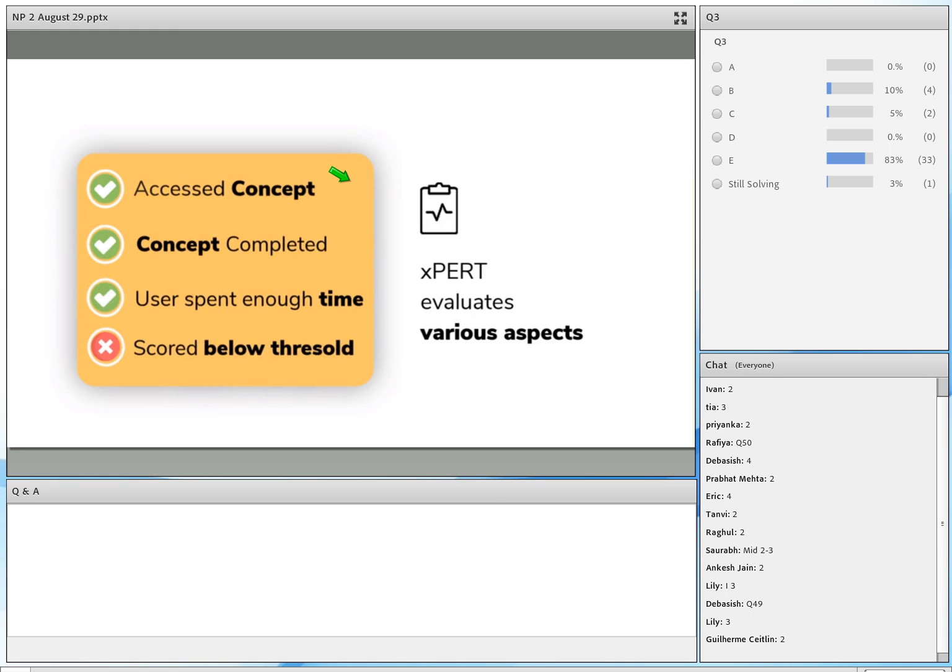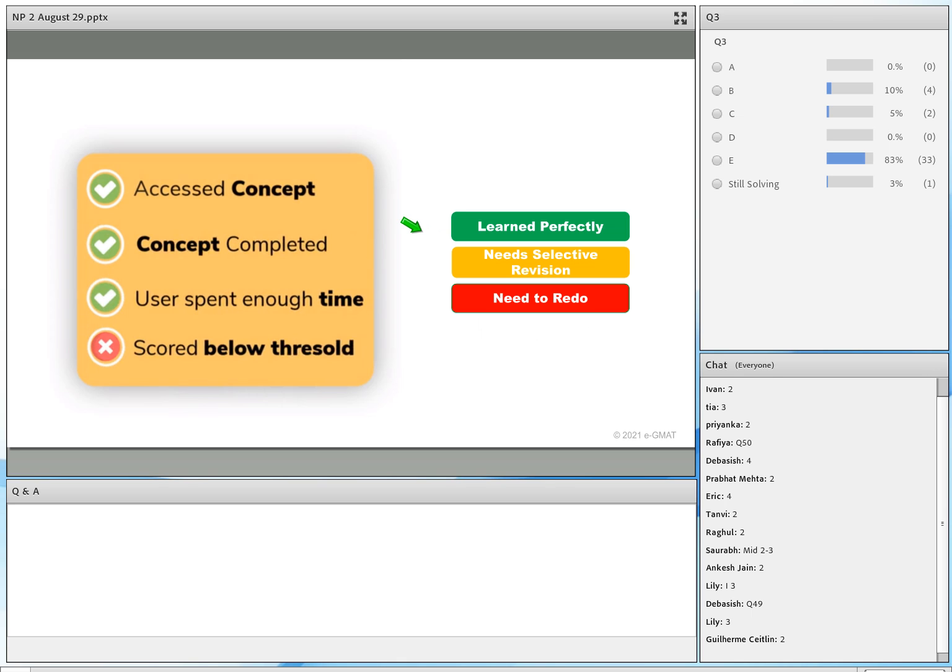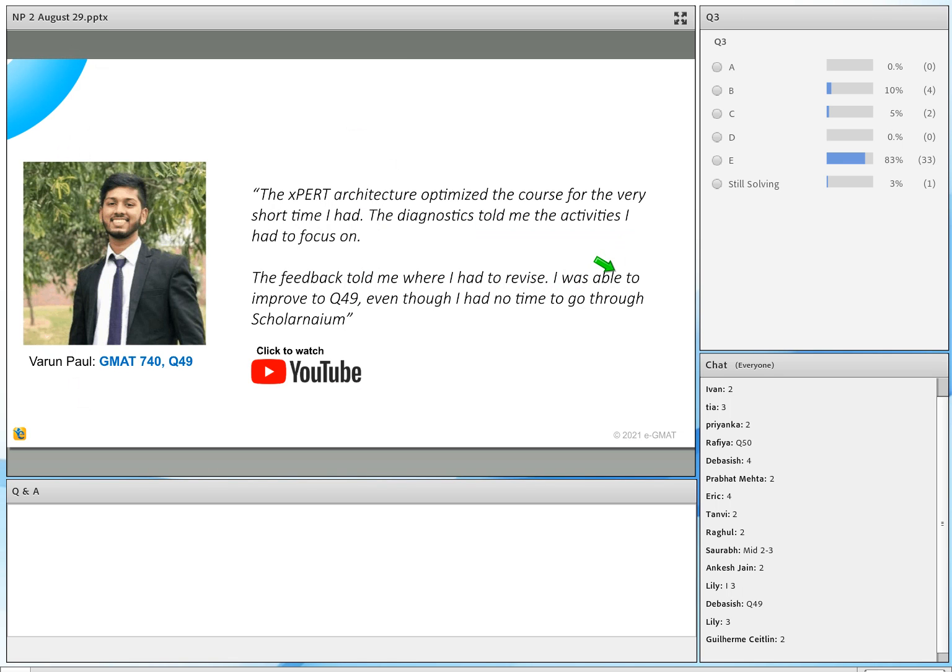You access a concept, you complete a concept. We see the time you spend on that concept, not just opening it. You see how long you spent on it. And even after all of that, if your score is below threshold, you get a cross there. So every aspect is evaluated, every single piece. You might have learned something perfectly, you might need selective revision, or you might need to redo something. You will get that level of granular feedback.